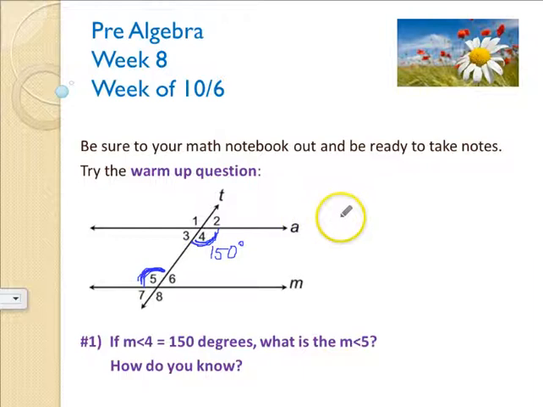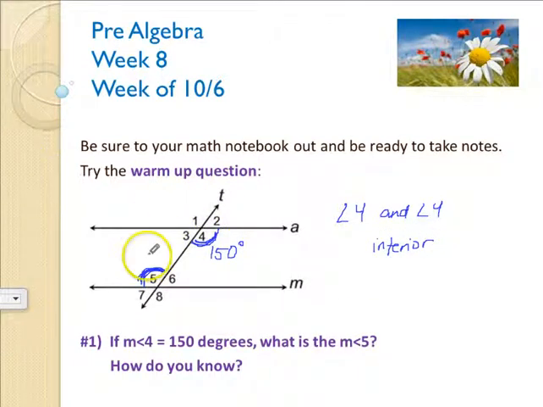So angle 4 and angle 5 are inside the two parallel lines, so we call that interior. And here's our transversal. Our two angles are on alternate sides of the transversal. So we're going to call these, I'm going to abbreviate here, alternate interior angles.